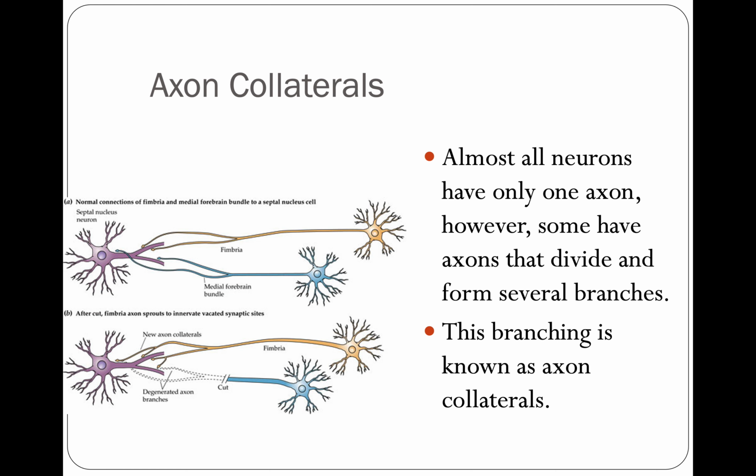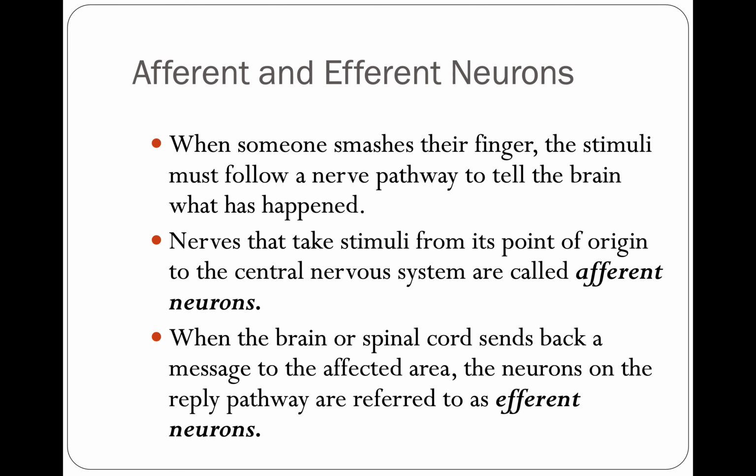Almost all neurons have only one axon. However, some have axons that divide and form several branches. This branching is known as axon collaterals. When someone smashes their finger, the stimuli must follow a nerve pathway to tell the brain what has happened. Nerves that take stimuli from its point of origin to the central nervous system are called afferent neurons. When the brain or spinal cord sends back a message to the affected area, the neurons on the reply pathway are referred to as efferent neurons.